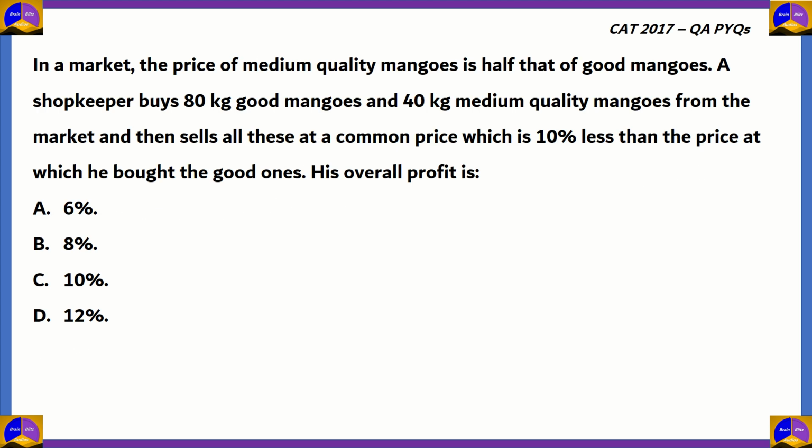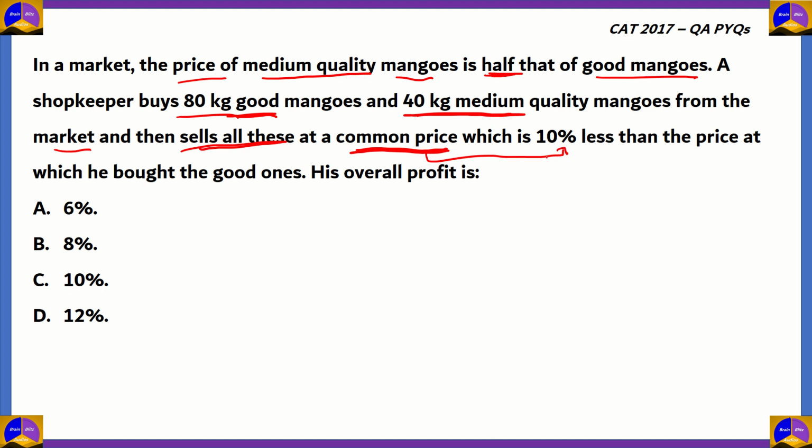Now let's look at another question. This one says, in a market, the price of medium quality mangoes is half that of good mangoes. A shopkeeper buys 80 kilograms of good mangoes and 40 kilograms of medium quality mangoes. He buys them from the market and sells all of these at a common price. Now, what is this common price? It is 10% less than the price at which he bought the good ones. Now we need to find out what is his overall profit.